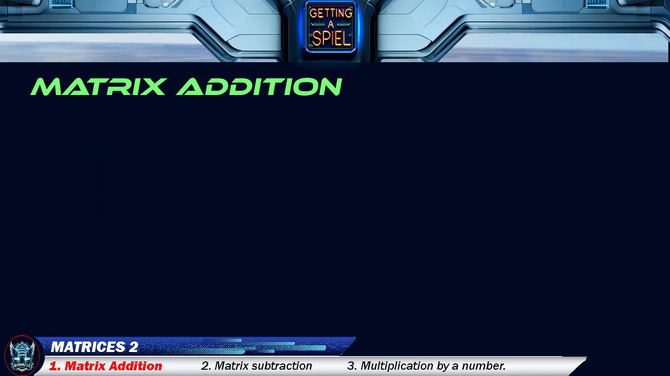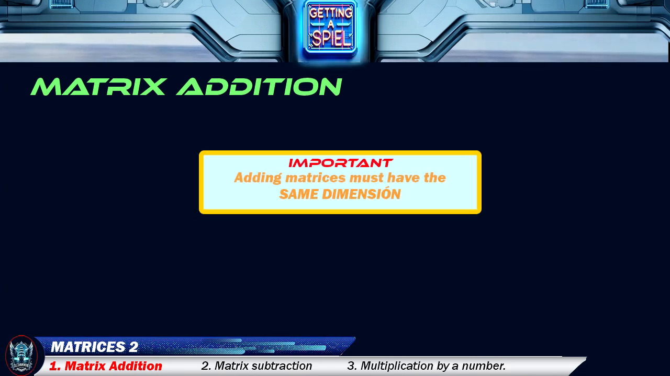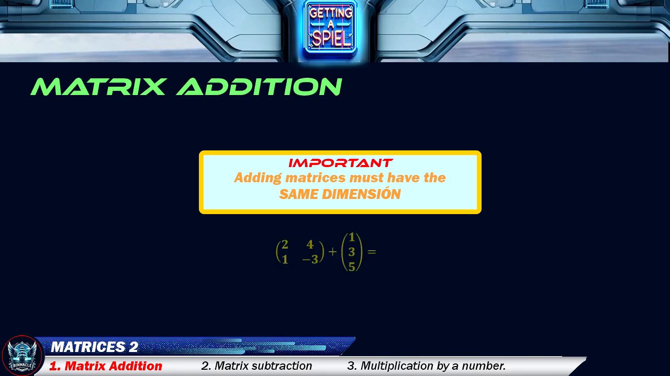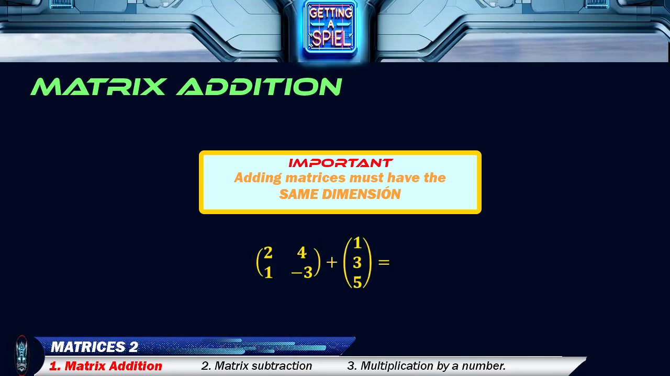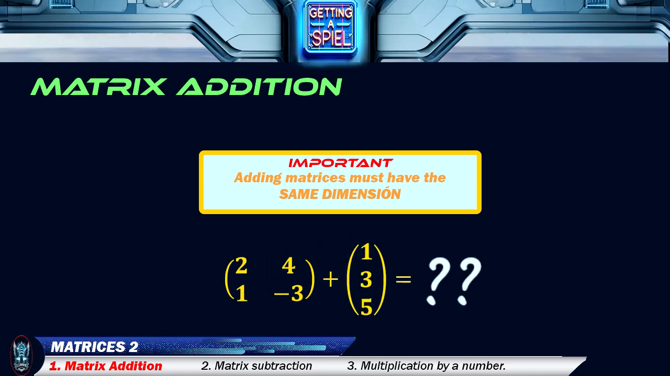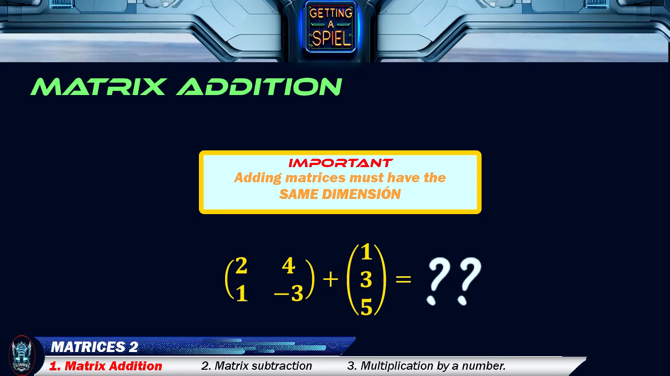Something you surely have realized is that to add matrices, both must have the same dimensions. Indeed, how could we add these two matrices if they have different dimensions? The first is a 2 by 2 and the second is a 3 by 1. This is not defined.